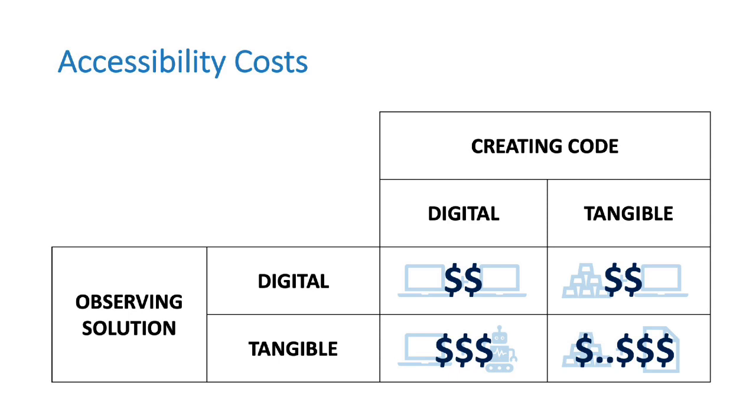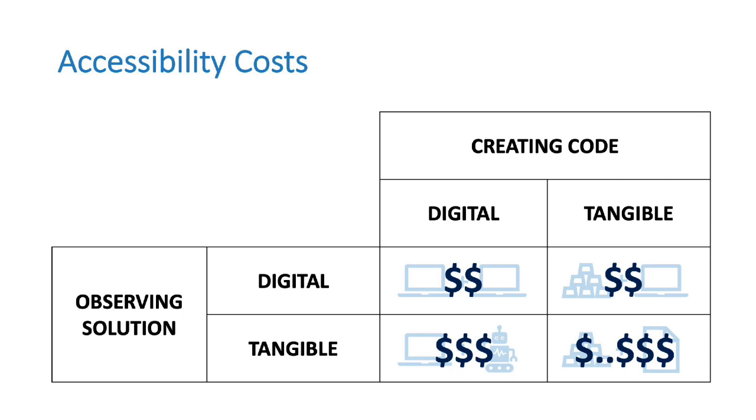Hybrid tangible digital solutions can be even more costly, as they often require special hardware or software to work, which usually equates to needing a higher-end computer or tablet. These solutions also require additional hardware, such as robots.